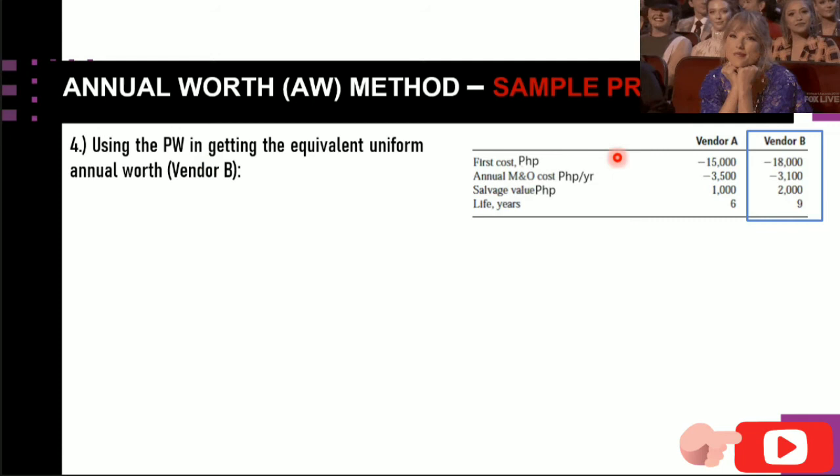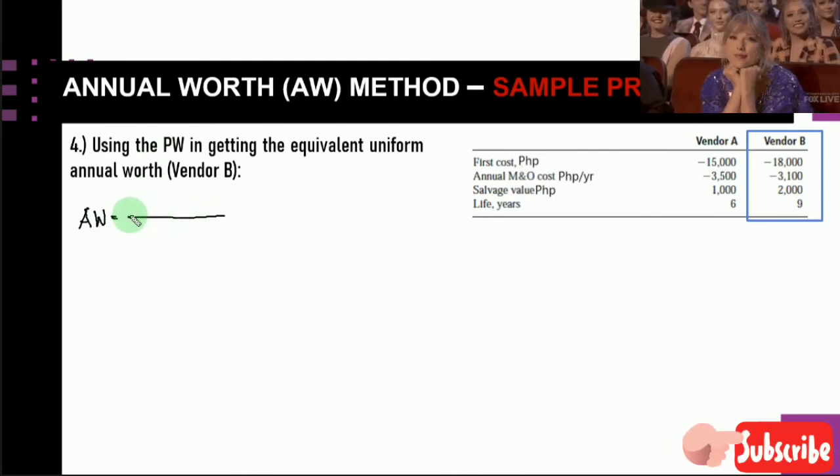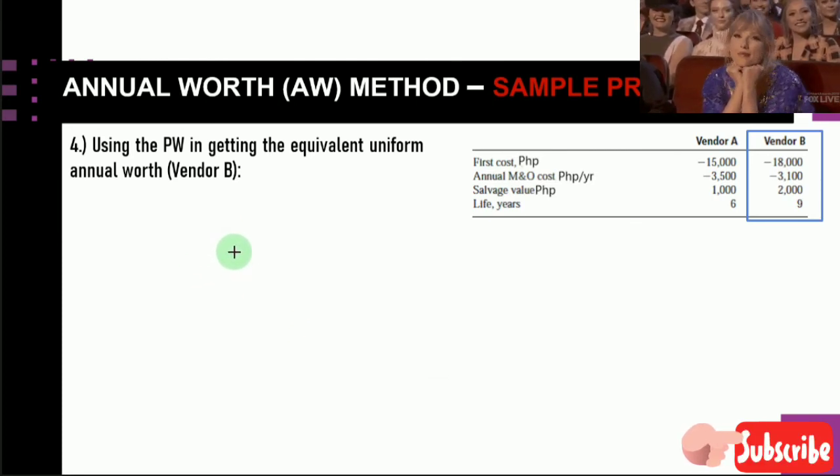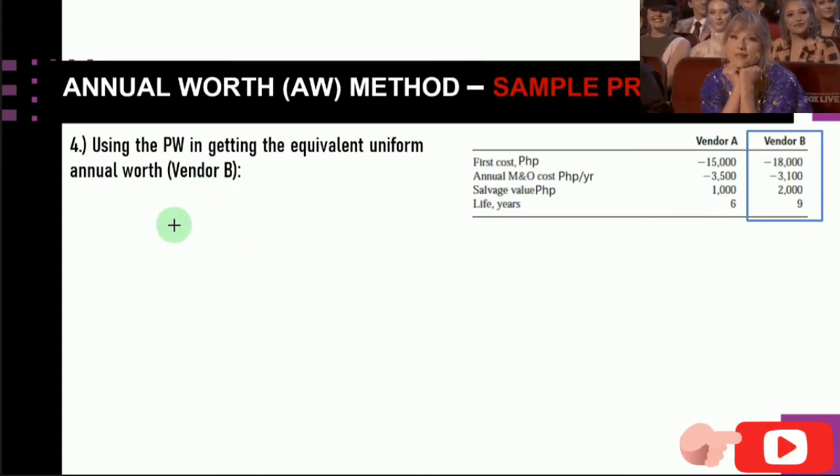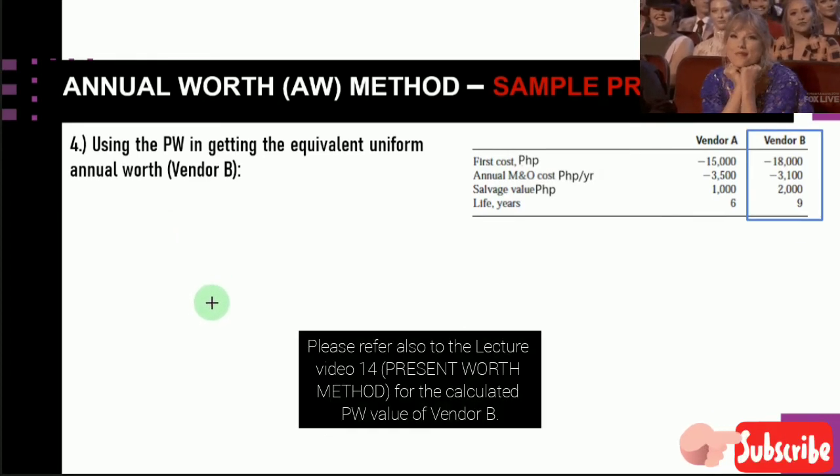So we are going to consider now the vendor B. The same process applies if we are going to consider the annual worth using the PW calculated for vendor B, so we can go directly to the calculation. Okay, so in our present worth, here we have this annual worth value. Maybe prior to proceeding with this one it's better that we have this cash flow diagram, for better understanding of calculating the annual worth value using the calculated present worth value. Okay, so we have here this cash flow diagram.